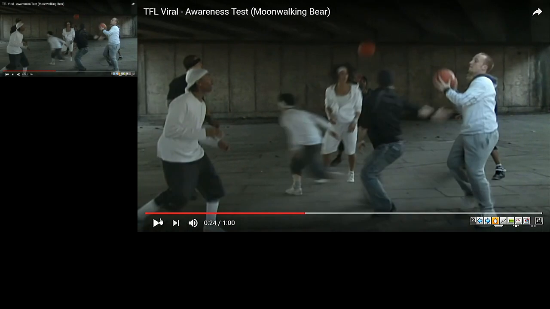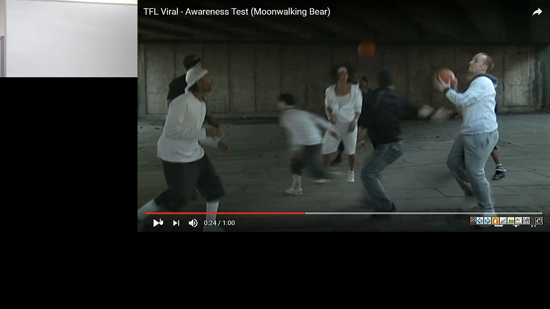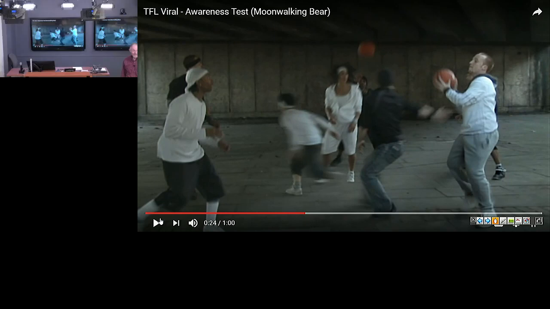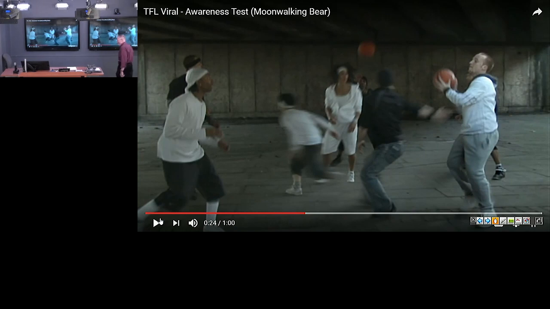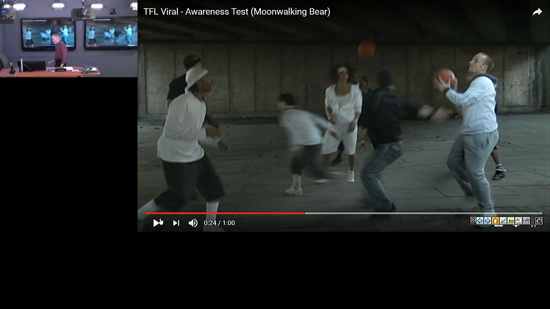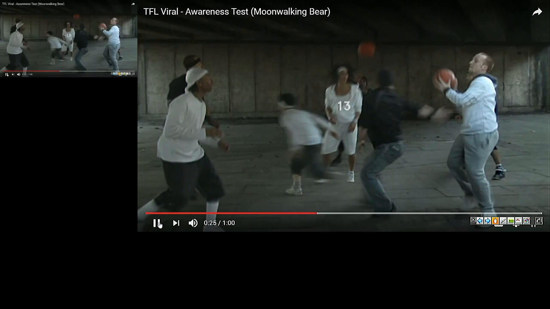So how many? 13. I hear some 13s. Any others? I wrote 13. 13? So you all saw 13. Did you see anything else? Counting the basketball passes, I didn't. The answer is 13.